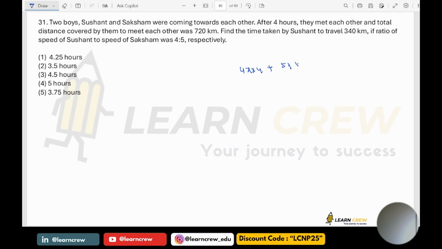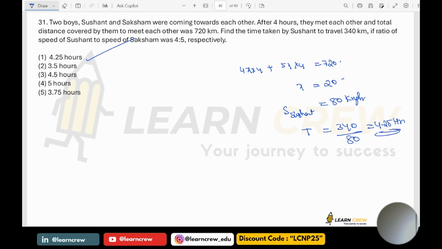Okay, so 4x into 4 plus 5x into 4. The total distance is 720. So from this I got 36x is 720, x is 20. Thereby the speed of Sushant would be 4x, which is 80 km per hour. And the required time taken would be how much? 340 divided by 80, which is 4.25 hours. So the answer is option 1.